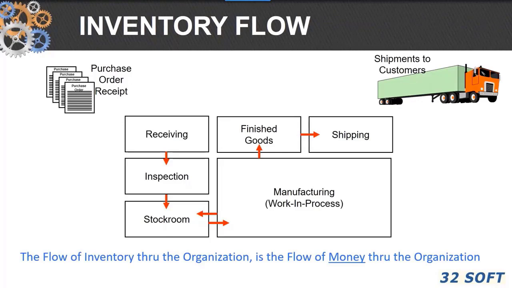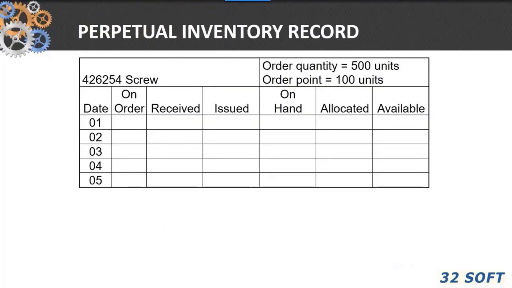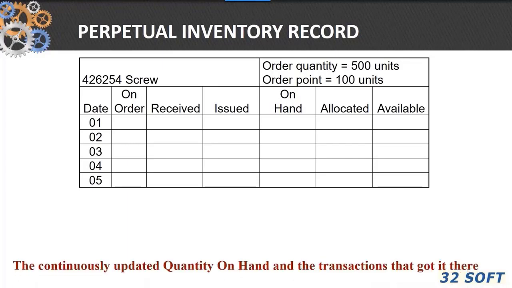So you want to make sure that these transactions are going to allow you to understand and look at that flow. The perpetual record, this is a concept that is on your APEX certification exams, and it is defined as the continuously updated quantity on hand and the transactions that got it there.